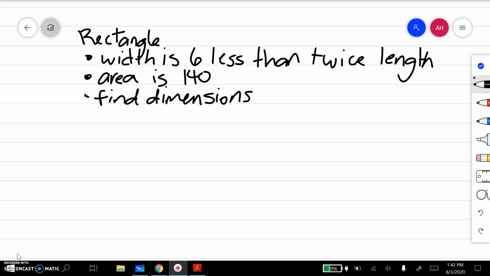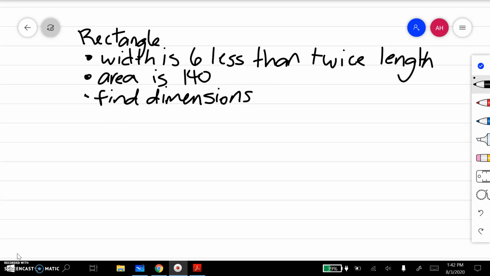All right, guys, I had a question about this word problem. So I've kind of written down just the quick details on here. The problem says that we have a rectangle and its width is 6 less than twice its length. The area is 140 and we want to find the dimensions.